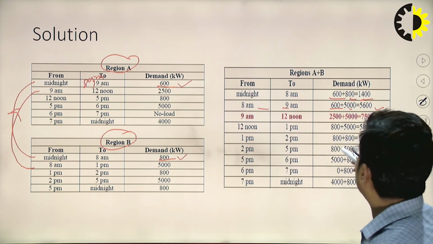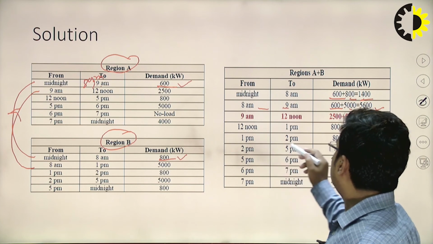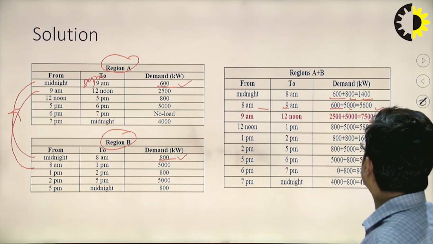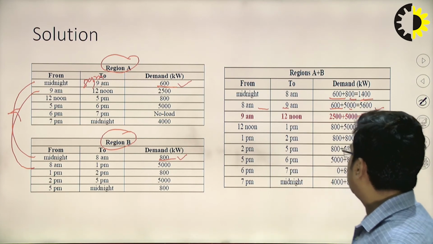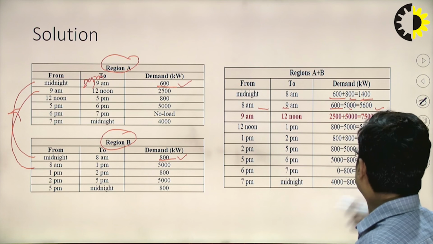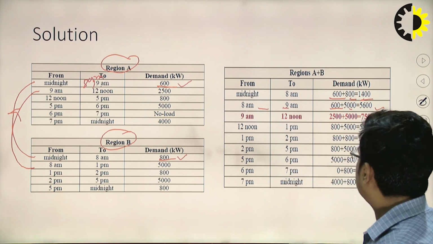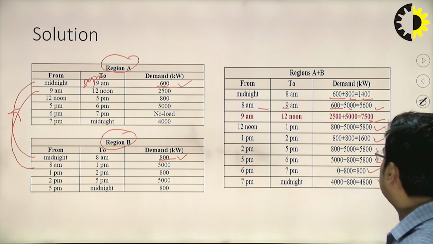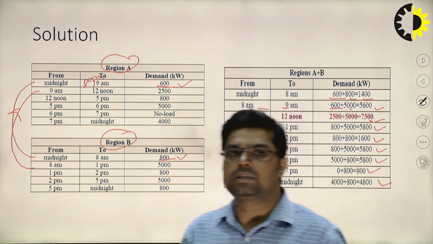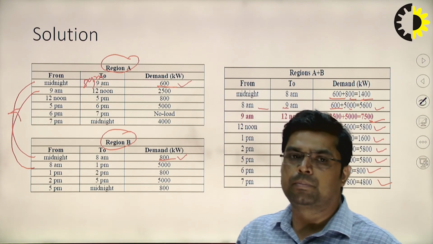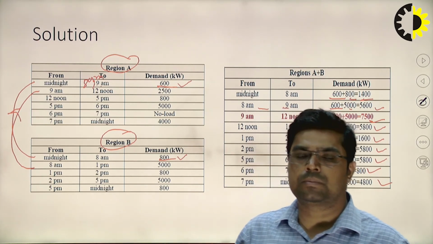12 noon to 1 PM, 5800 kilowatt. 1 PM to 2 PM, 1600 kilowatt. 2 PM to 5 PM, 5800 kilowatt. 5 PM to 6 PM, 5800 kilowatt. 6 to 7, 800 kilowatt, and 7 to midnight, 4800 kilowatt. So after combining both regions, we will get to know in which sequence there will be underloading and in which sequence there will be overloading.